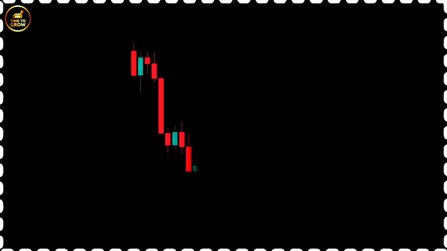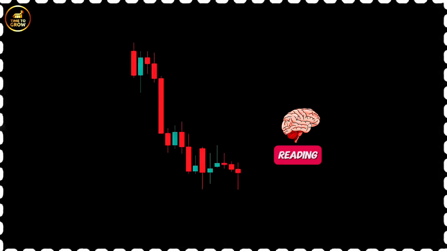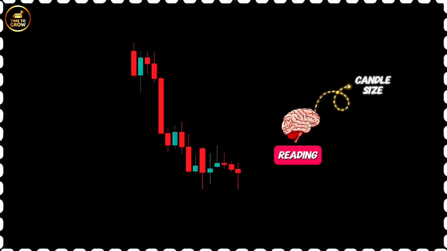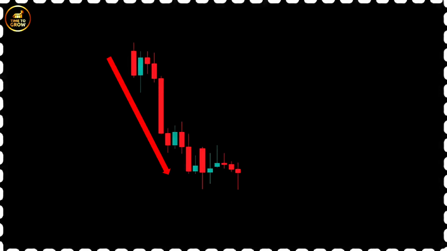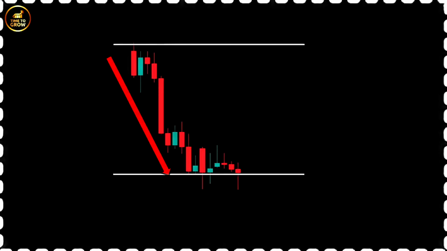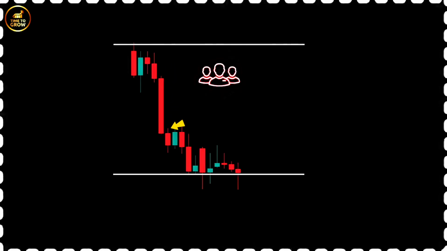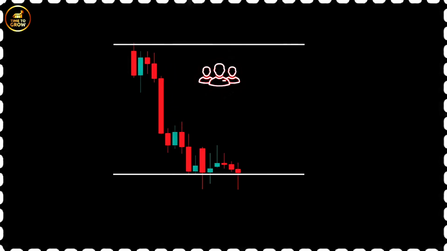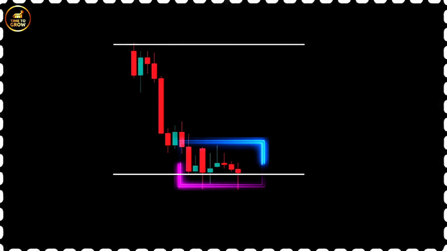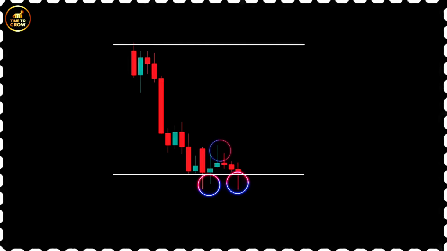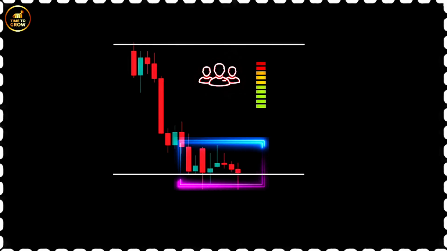Now, when you look at any chart, your first focus should always be on reading momentum through candle size and candle structure. For example, as price moves downward through these levels, you can clearly see strong, large bearish candles. This shows heavy selling pressure. But later, momentum starts weakening. Candles become smaller, and long wicks begin to appear on both sides. This tells you sellers are losing strength.